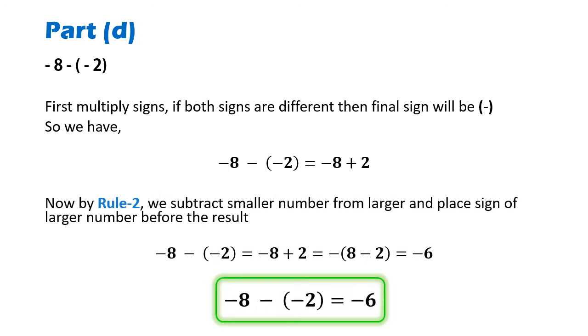Part D, -8 - (-2). First multiply signs. If both signs are different, then final sign will be minus. So we have -8 - (-2) = -8 + 2. Now by Rule 2, we subtract smaller number from larger and place sign of larger number before the result, so we have -8 + 2 = -6.